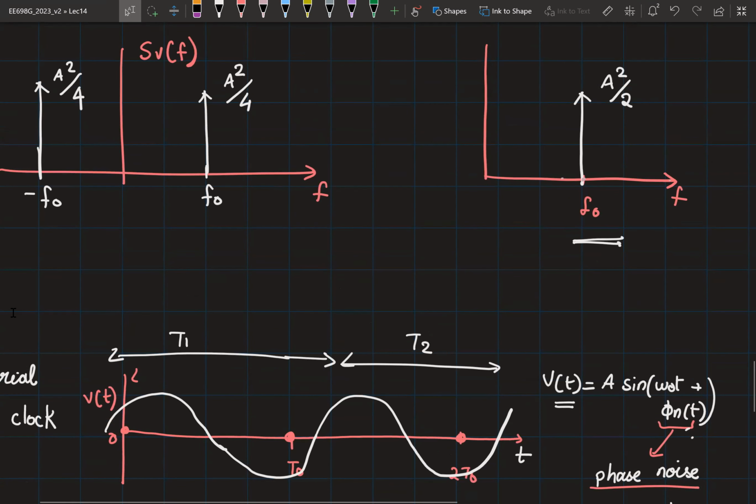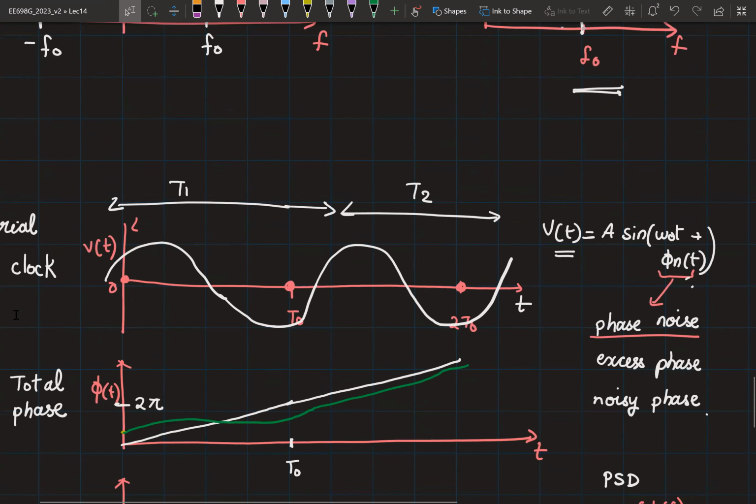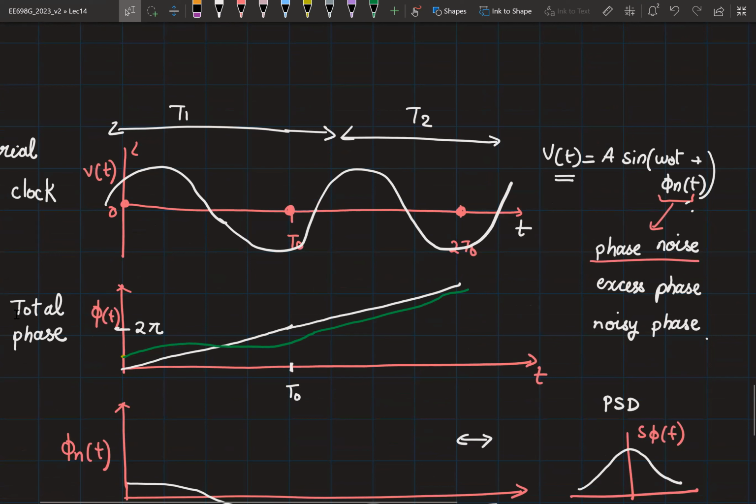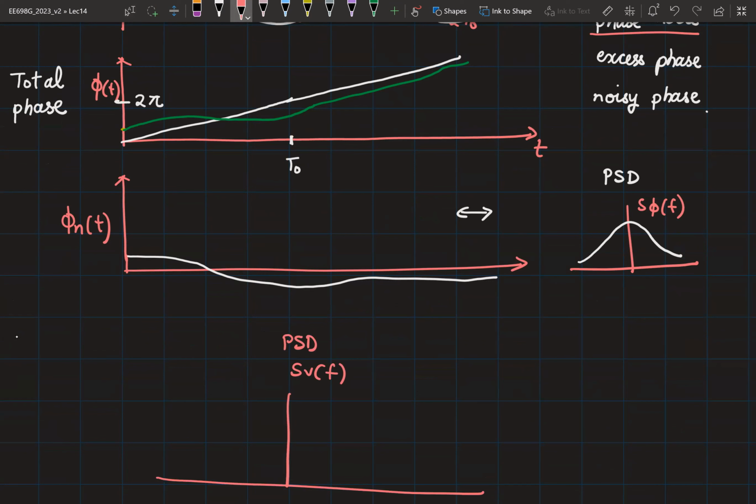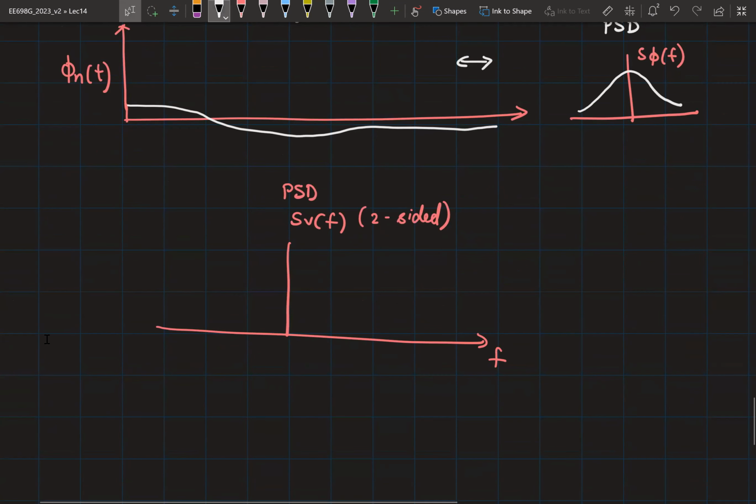So you can't say that it will be Gaussian. That spreading around will depend on the characteristic of S phi of f, right? But it will spread around because on an average, the signal still has T naught time period, that is f naught frequency. So you would expect to see most of the power still at f naught, but then instantaneously the frequency is shifting around f naught. So there needs to be some power around f naught as well. So we are looking at the two-sided PSD. So instead of seeing two impulses, at f naught and minus f naught, you will see some power with this distribution, some skirt around f naught.